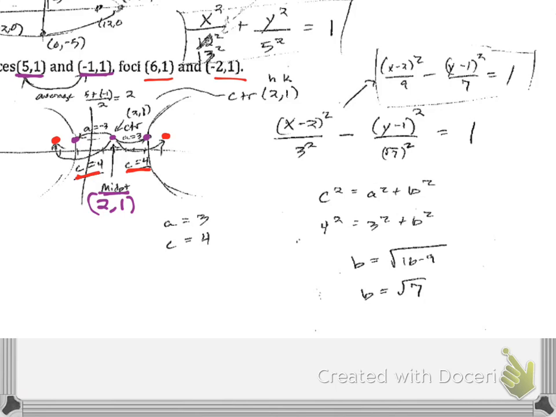foci. Now that we have a and c, we can find b deductively. And remember, the equation for a hyperbola looks like our classic Pythagorean theorem. So you're going to get c squared equals a squared plus b squared. Work it out and get your b as the square root of 7. The distance b, remember, kind of takes you out into space. It's just to create that rectangle to make a nice sketch of our graphs.